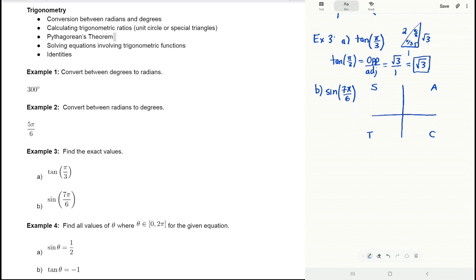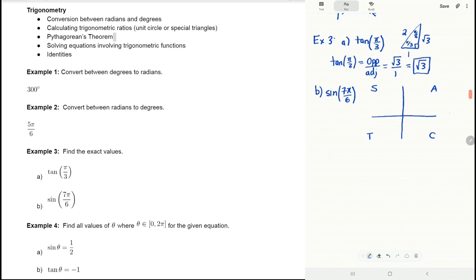So the CAST rule will tell us what the sign of each trig ratio is. So for example, in quadrant 1, A says that all of the trig ratios are going to be positive in that quadrant. In quadrant 2, which is labeled with S, this will tell us that sine is going to be positive in this quadrant. And then the quadrant labeled with T tells us that tangent will be positive, and the quadrant labeled with C is telling us that cosine is going to be positive in this quadrant. So now let's also label the angles.